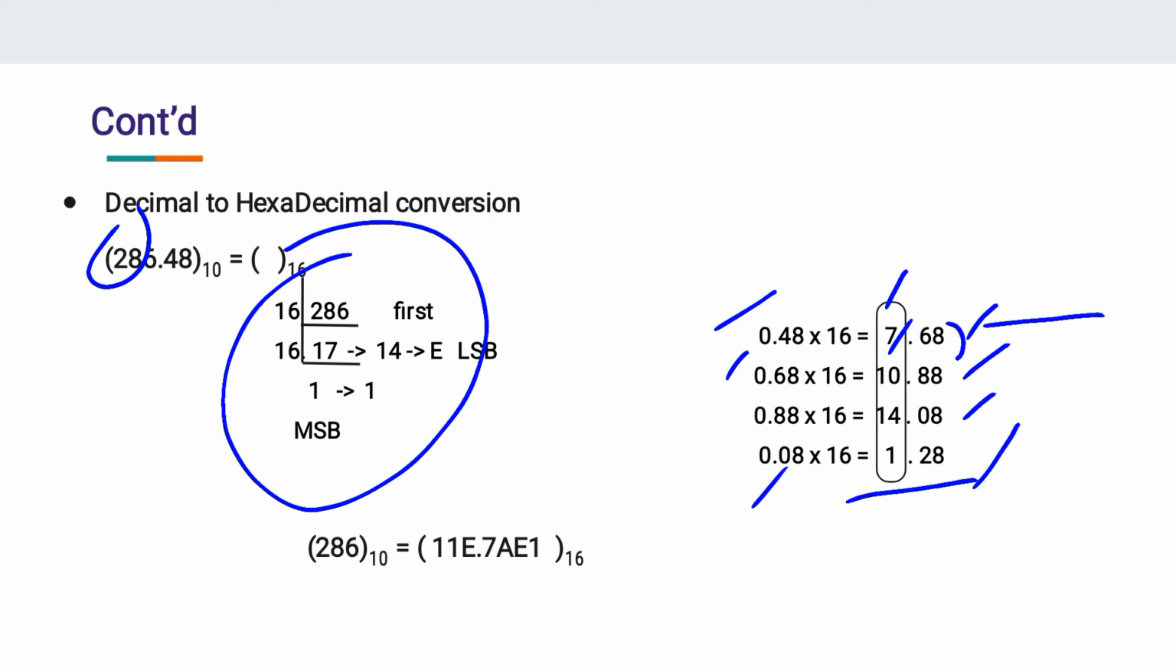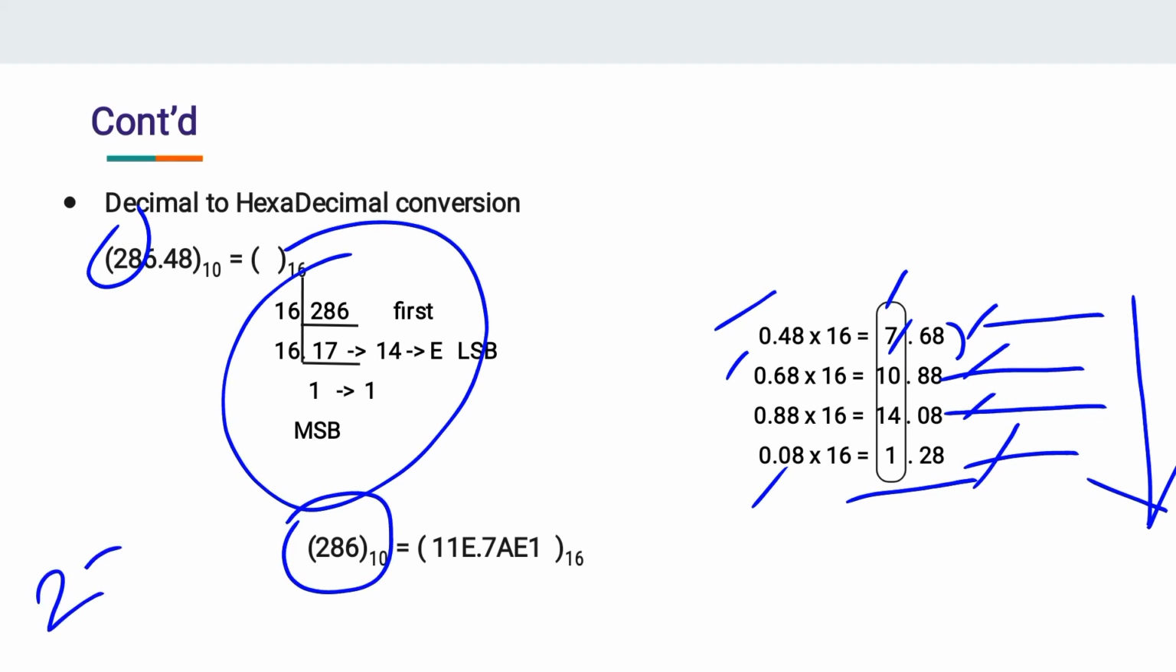So 7 is written as 7, 10 is written as A, and 14 is written as E, and the last one is 1. From top to bottom, that is 7AE1. So this is about the total decimal to hexadecimal conversion. The question is 286.48. Then we will get 11E.7AE1.